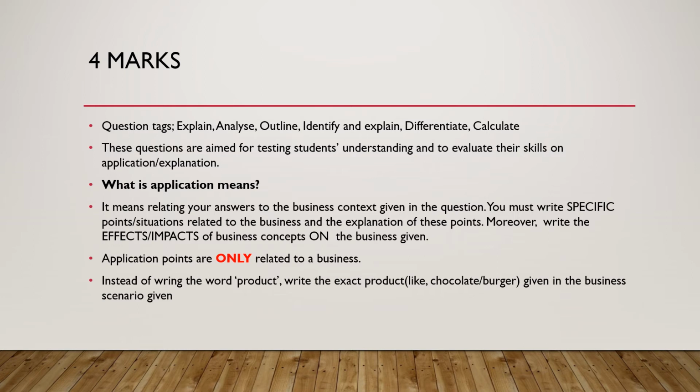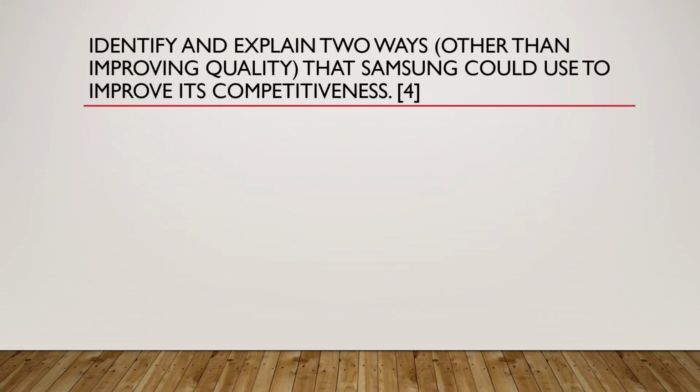Now I'm going to show you one example 4 marks question and its answer. Let me discuss a question which carries 4 marks. The question is this: identify and explain 2 ways other than improving quality that Samsung could use to improve its competitiveness. So in this question, basically there are 2 parts.